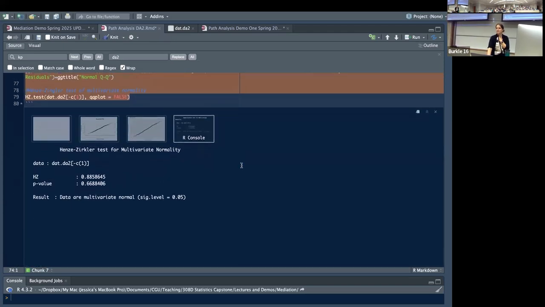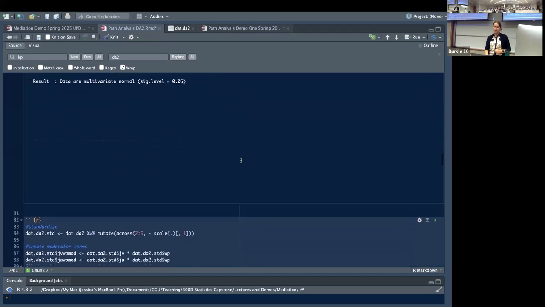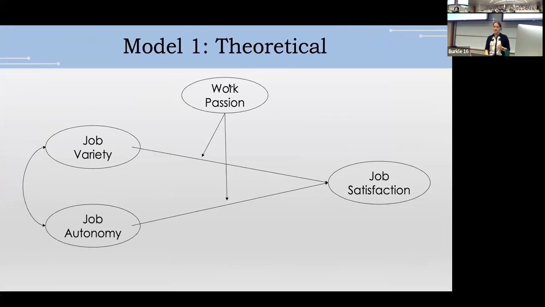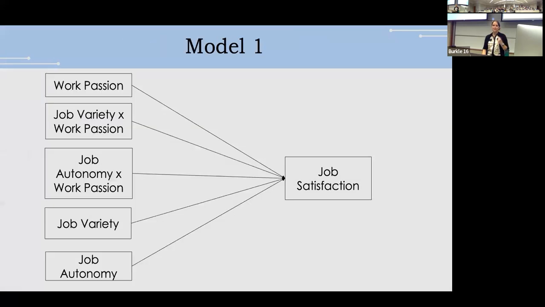We're just through assumptions. The next thing I'm going to do, let's go back to the slide now. So this is my theoretical model, but this is not my statistical model. This is my statistical model, right? It's just a regression, but that's fine. We can run it as path. All right, so this is our model. We've got a very simple multiple regression, five predictors predicting job satisfaction, right?